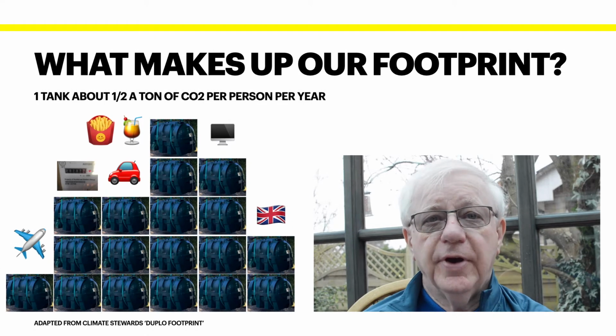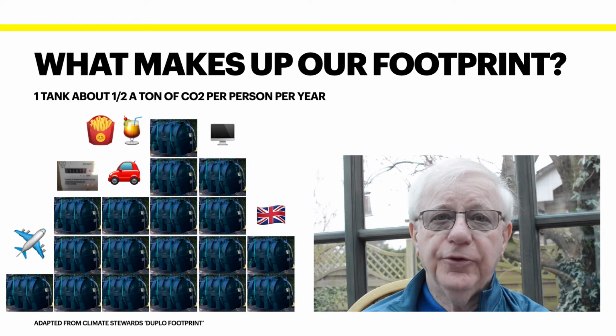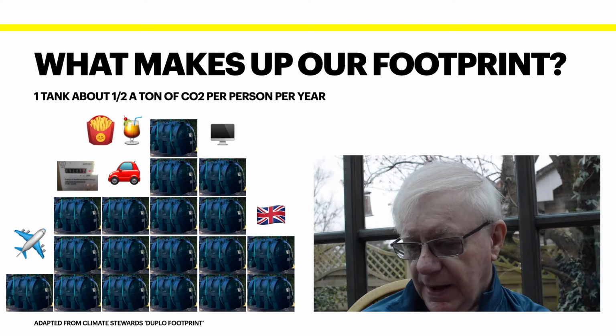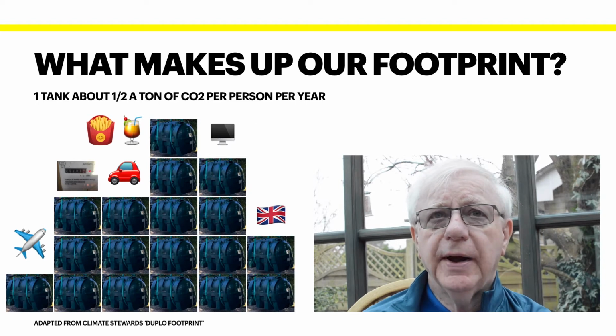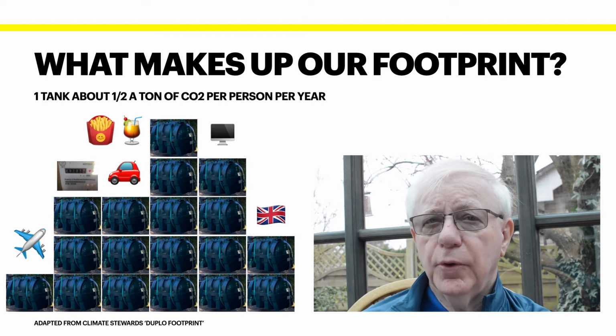I've adopted this graph from Climate Steward's Duplo model, which is an extremely good way of showing your carbon footprint. I've indicated a half a tonne of CO2 per year, roughly speaking, by one picture of our oil tank. As for energy, the three main expected uses of energy, air travel, heating and cooling, and our car, our surface transport, are shown here in terms of CO2 emissions. Larger items still are from what we eat and what we buy.